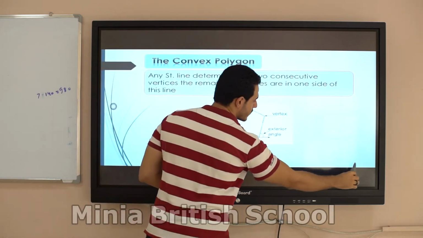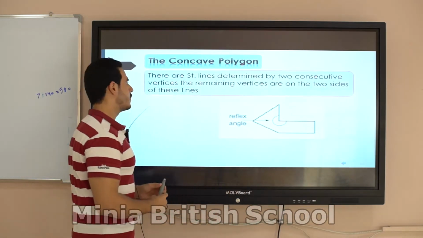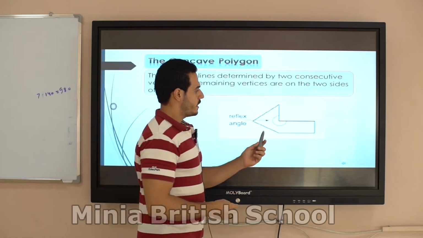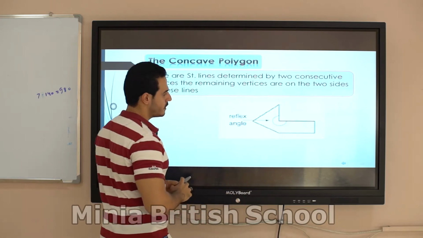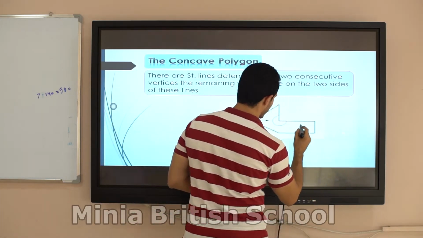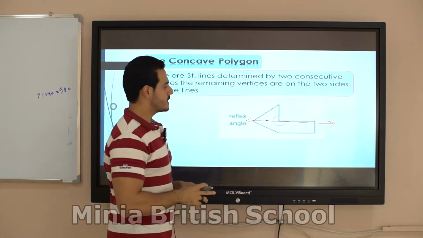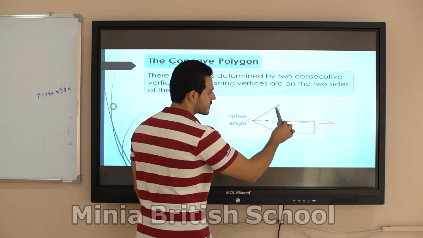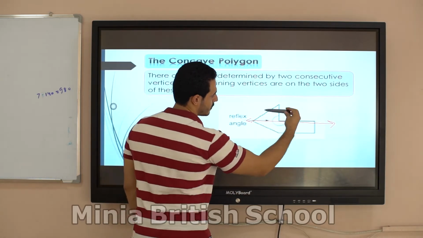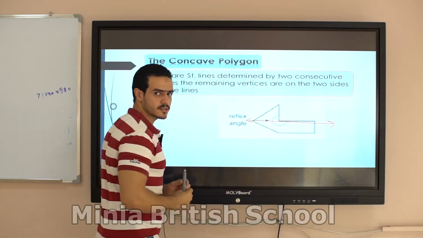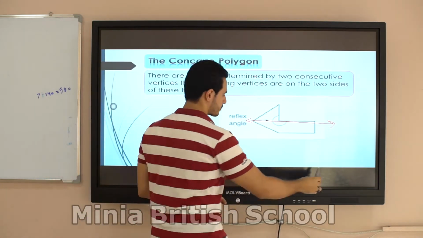Okay? The second type is called concave. What's concave? If I draw a straight line on a side of the polygon, look, I will draw a straight line like this. You will see what? The straight line divides the polygon. It passes through it. So the polygon has a part above the straight line and another part down the straight line. So it's called a concave polygon. Okay?